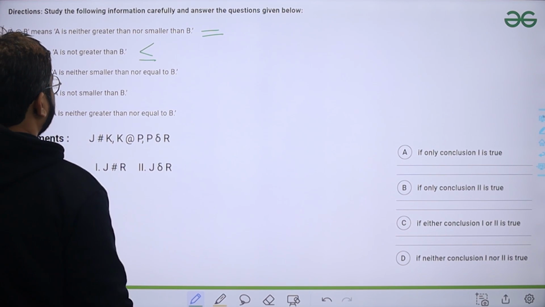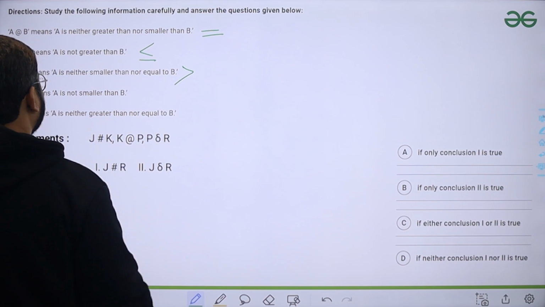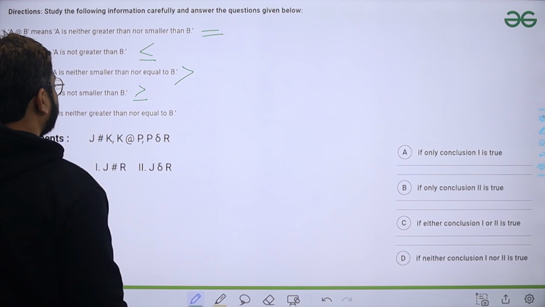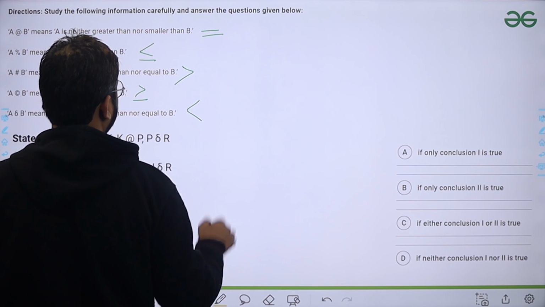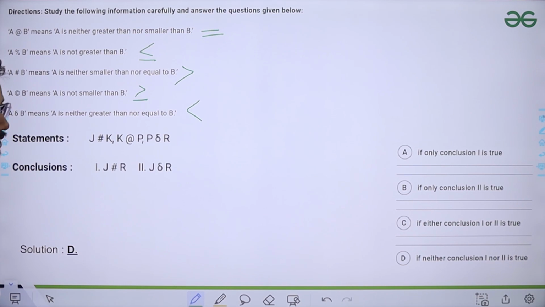Is neither smaller than nor equal to, it means that it will be greater than. Is not smaller than, okay. So it means that this will be greater than or equal to. Neither greater than nor equal to, so this will be smaller than. The sign has been written. Now you can make the answer for this question, ठीक है.